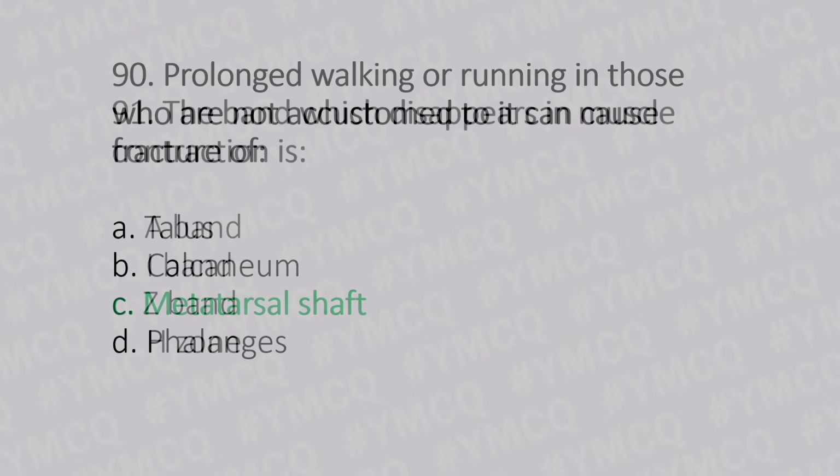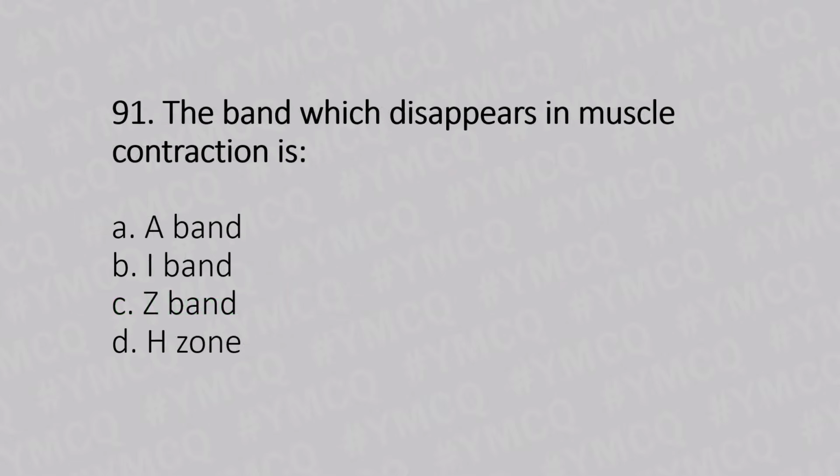Moving to our 91st question, the band which disappears in muscle contraction is option A, A band, option B, I band, option C, Z band, option D, H zone, and the answer is option D, H zone or H band.